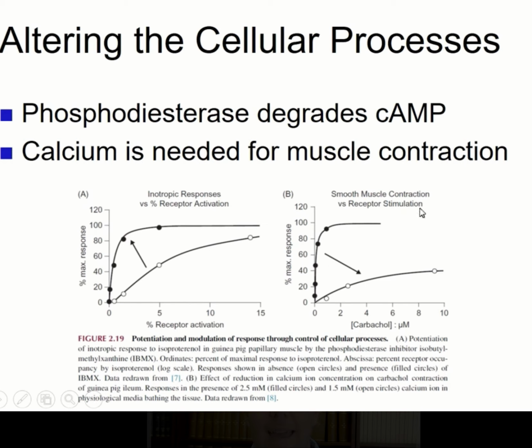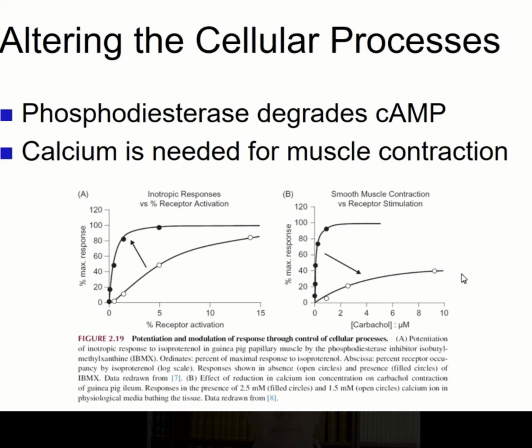On the right, our agonist is carbachol, and as we add increasing amounts of carbachol to our receptor, we get the same amount of stimulus again. However, in this situation, our response that we're measuring is muscle contraction. And the process of muscle contraction requires calcium ions. So in the presence of large amounts of calcium ions, we get the black curve. But in the absence of, or very low concentrations of calcium, we get the white curve. And so we can see that the available calcium in our cell is going to alter the apparent efficacy of our agonist.